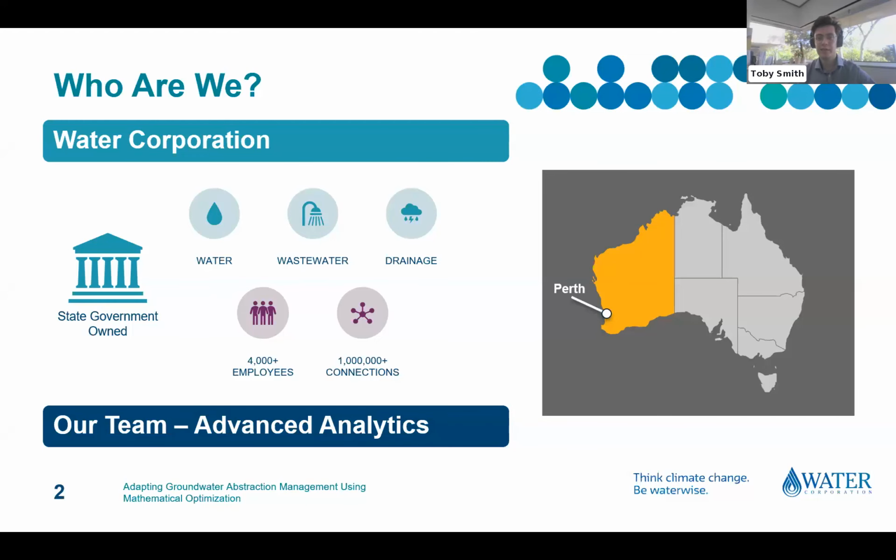Before we get into the problem, I'll just give a quick intro to who we are as a corporation, our analytics team, and then give some context about how we actually supply the water. So Water Corporation is the state-owned utility in Western Australia, and we provide water, wastewater, and drainage services across the state. We have over 4,000 employees and contractors to service over 1 million customer connections, which makes Water Corp one of the biggest utilities by coverage in the world. And Phil and I are part of the advanced analytics team over here, where we have a big focus on all things optimization, data science, and data visualization. And that's WA highlighted on the map there, and we are based in Perth.